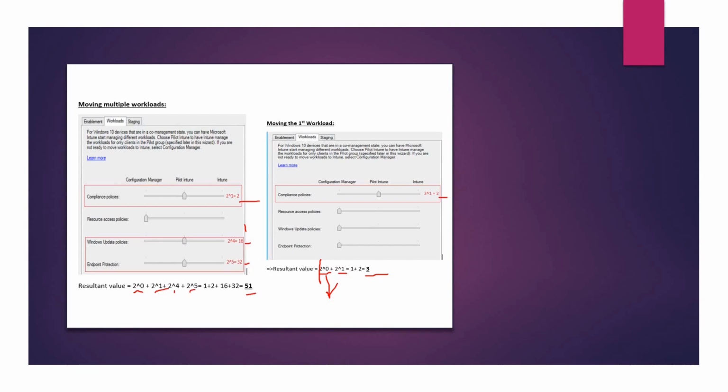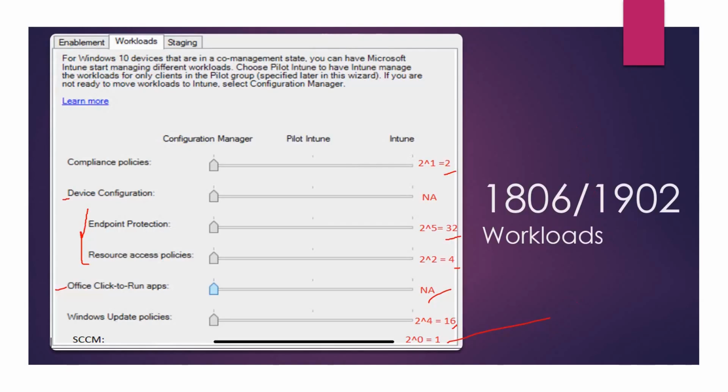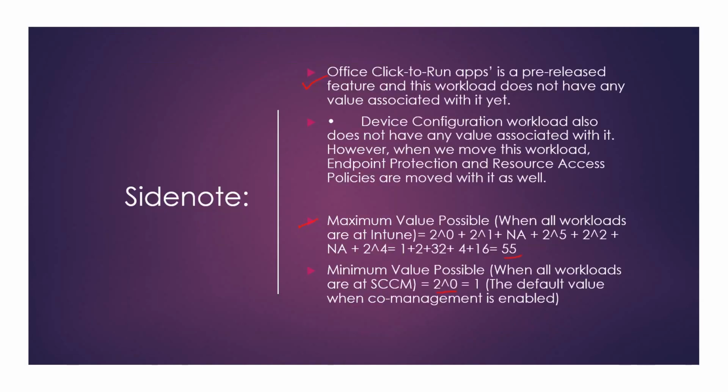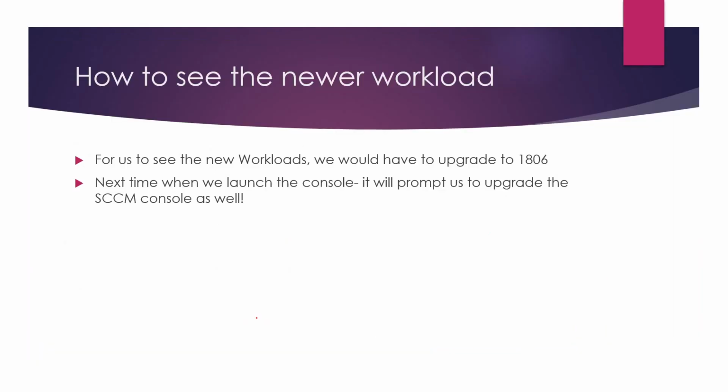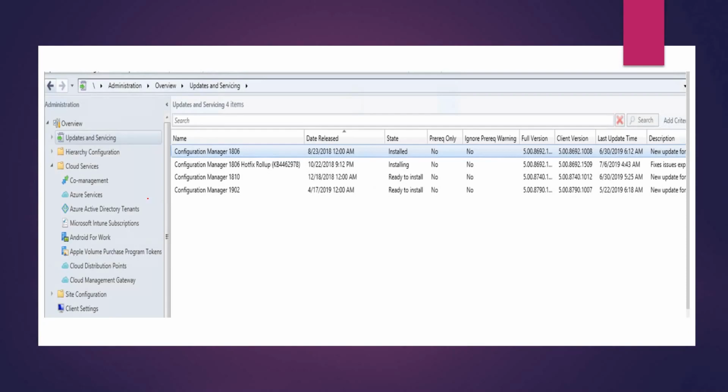So this change happened when we upgraded our SCCM, as well as our SCCM console. For us to see the new workloads, we will have to upgrade to 1806. Once we have upgraded SCCM to 1806, the next time we launch the console, it is going to tell us that we need to upgrade the SCCM console as well. Once we upgrade the SCCM console, the magic happens.